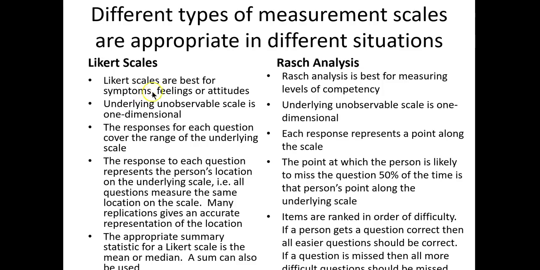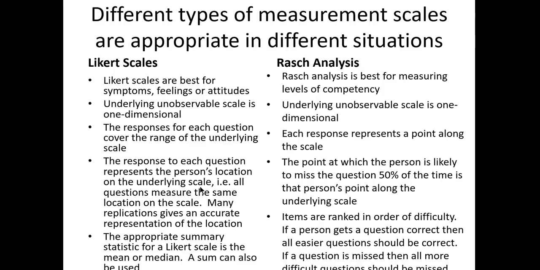But in both cases, when you're adding things up, the underlying unobservable scale is one dimension. So you're either talking about the internal symptom score, or you're talking about some competency in terms of visual ability. In a Likert scale, you want the responses for each question to cover the range of the underlying scale. And in the Rasch analysis, each response represents a point along the scale.